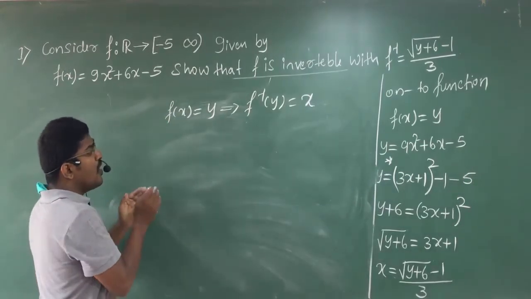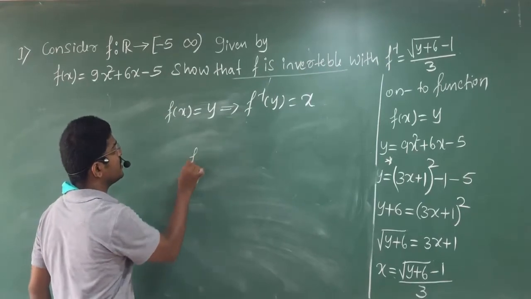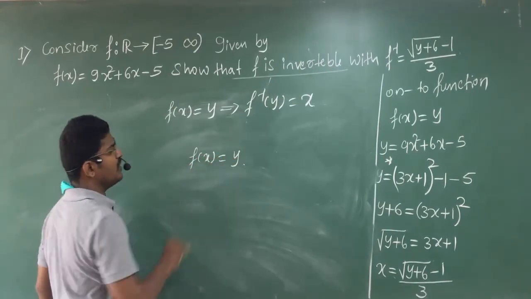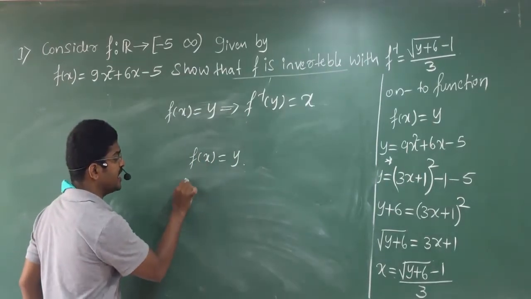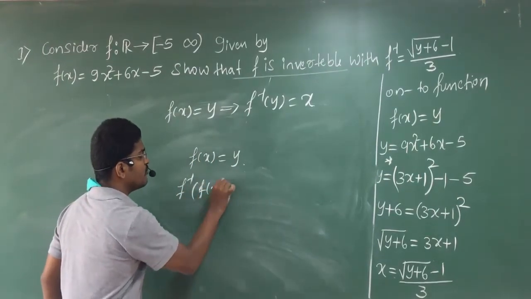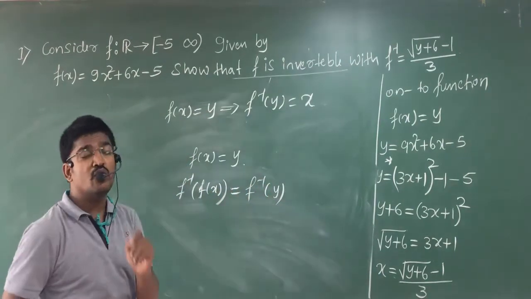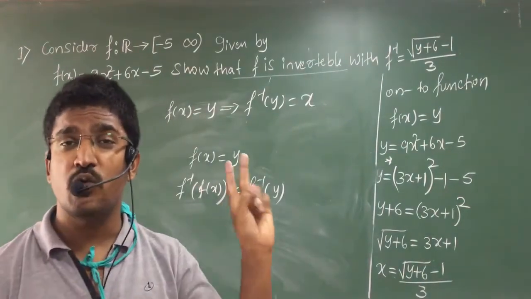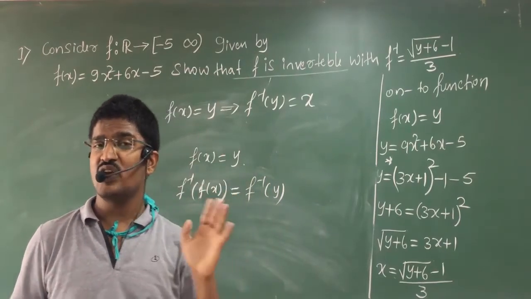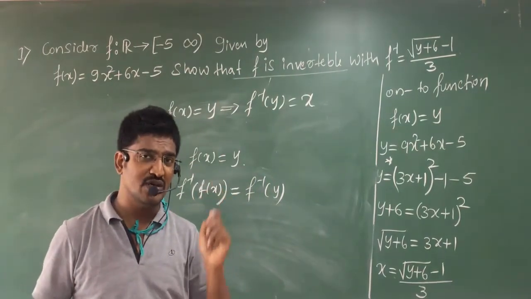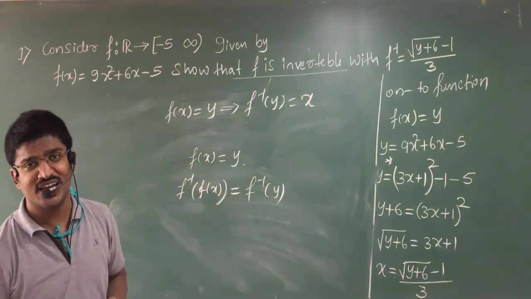But now let us see how this is possible. Take the given term f of x equal to y. Apply f inverse on both sides. F inverse of f of x equal to what? F inverse of y. Now we know that the function is both one-one and onto. Then the inverse image must exist. Are you getting my point? Inverse image must exist because it is both one-one and onto.